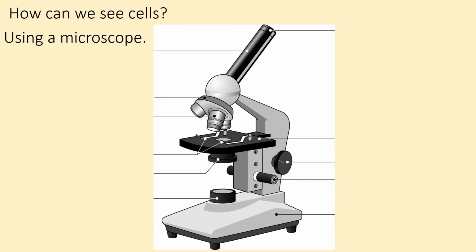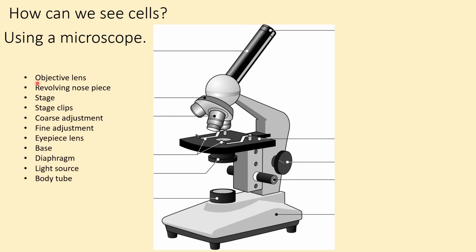Okay, so how can we see cells? Well, we use a microscope. So here you've got a diagram of a microscope. And these are all the parts of the microscope. Please can you pause the video and see if you can match up the parts of the microscope to the correct labels on the diagram. So you can either point at the screen to remind yourself, or you could make a quick sketch of the microscope and label it up. The next slide is going to show you the answers.